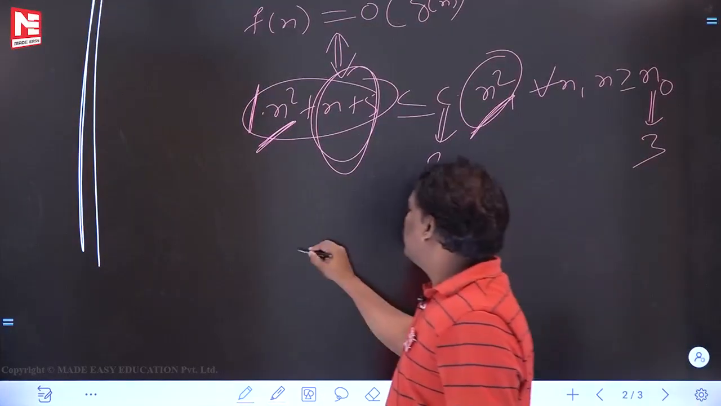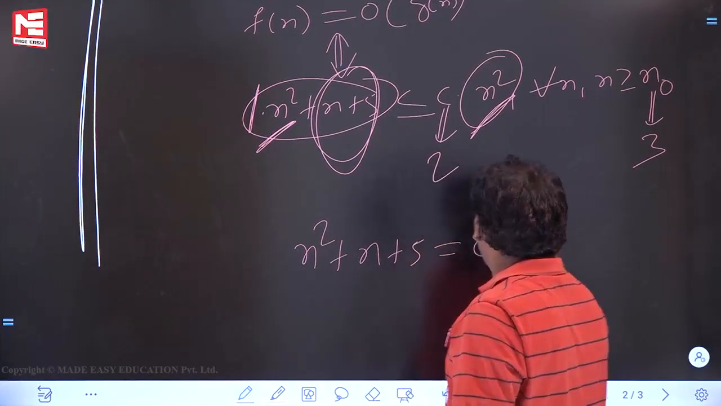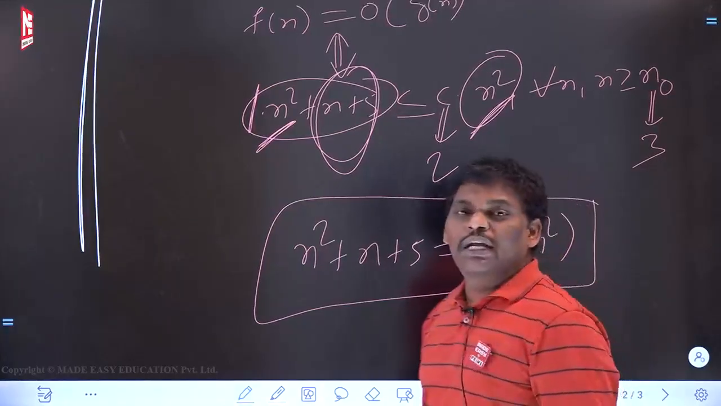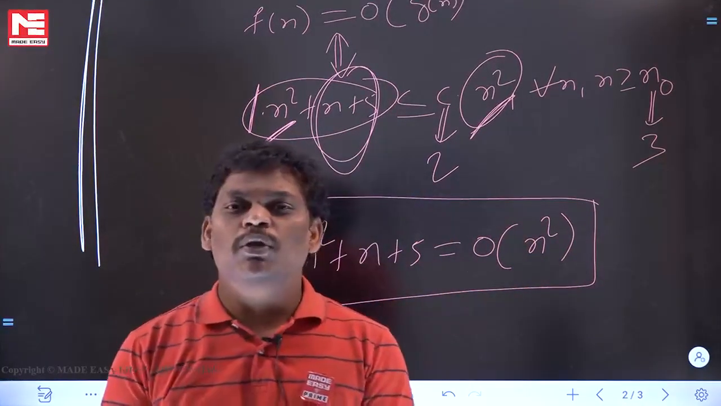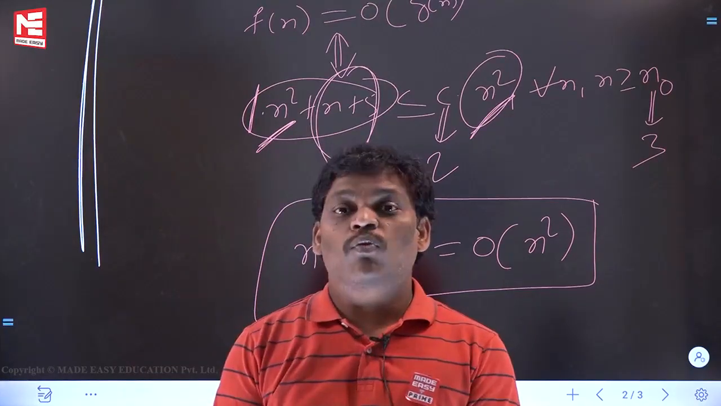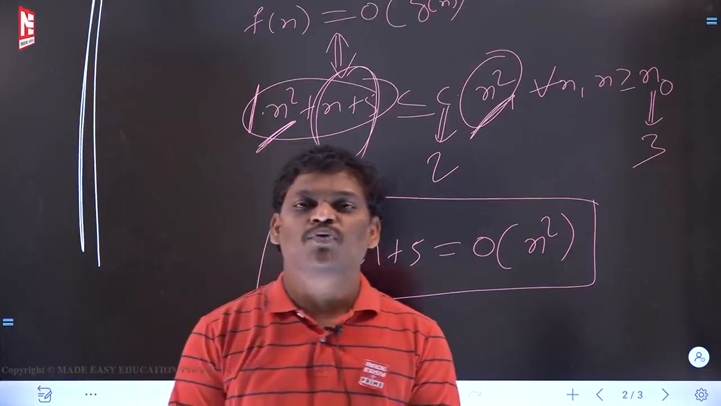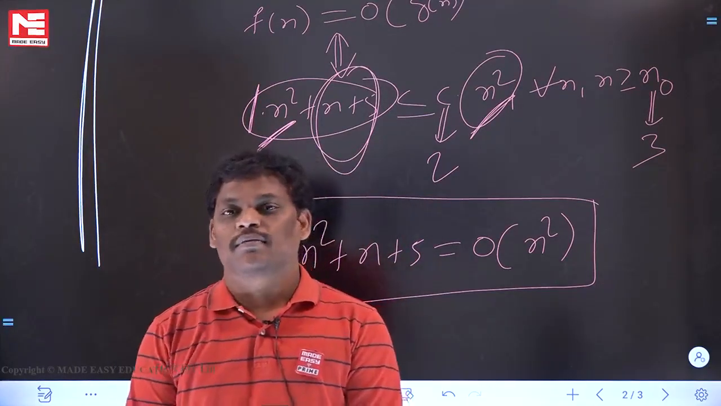So, final conclusion, what is the answer? N square plus N plus 5 is big O of N square, right? That is possible. Big O means right will be greater or equal after taking C's help. I am thinking that you are really comfortable with big O. If you are okay with big O, you are okay with other things also. We will see within a few minutes the remaining story, that is omega and theta.